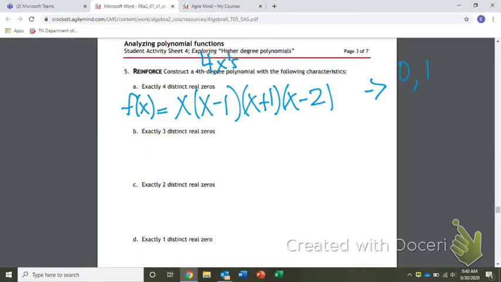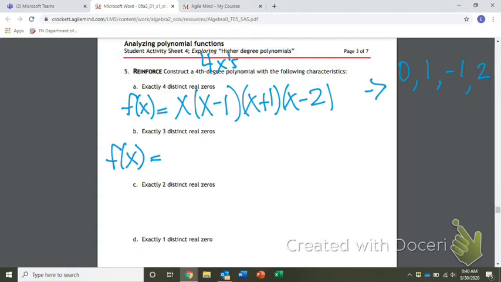0, 1, negative 1, and 2. Yours can be completely different. I am just giving you the examples that I have used. Okay? Now, for B, it says we have exactly 3 distinct real zeros, but keep in mind, you have to have 4 x's. So one of those is going to need to be squared.